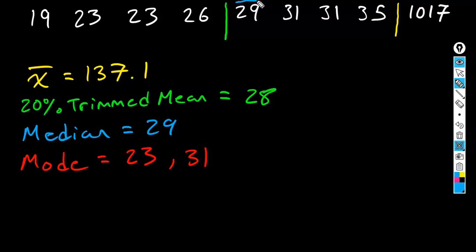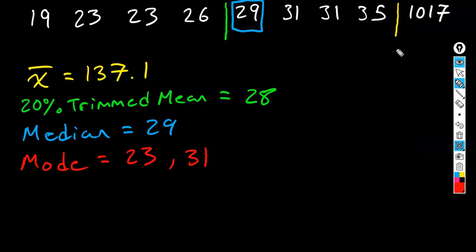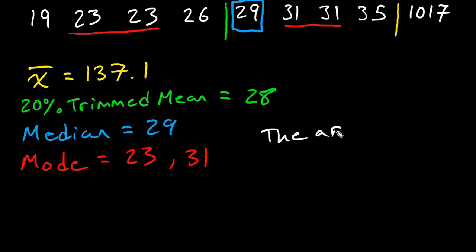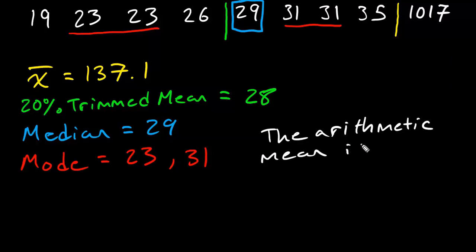Then our median is 29, and it is in the exact middle, which you don't necessarily have to be, but you probably don't want to be out here where our yellow line is. That's pretty far. And then for our mode, we are at 23 and 31. The main purpose of this, what we're trying to show, is that the arithmetic mean is not resistant.